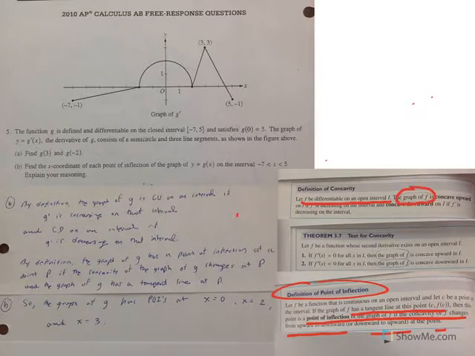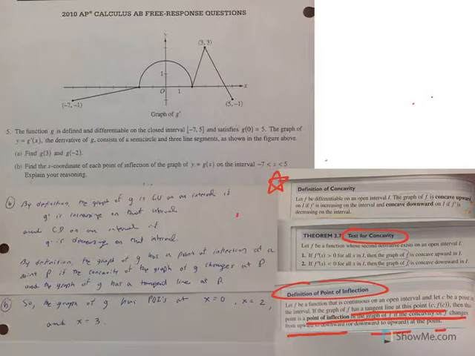The graph of f is concave upward on the interval I if the derivative is increasing on the interval, and concave downward on the interval I if the derivative is decreasing on the interval. Now, you may be more comfortable with the test for concavity, but it comes from this definition. Look at the definition of concavity.